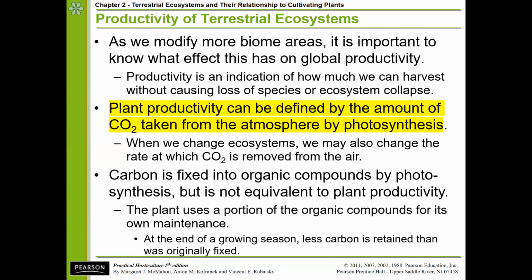Plant productivity, and really the productivity of ecosystems, is looked at based on biomass production, which we're looking at, carbon dioxide taken in from the atmosphere through photosynthesis. So photosynthesis is crucial in actually fixing carbon and carbon sequestration.